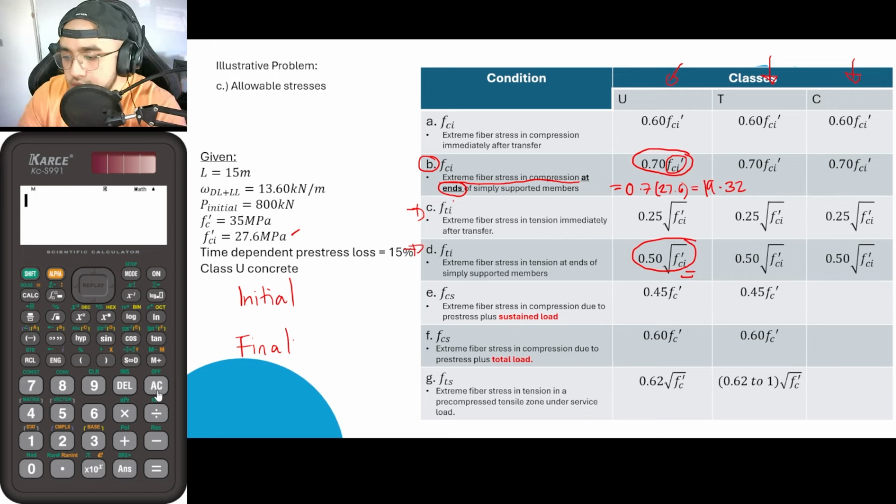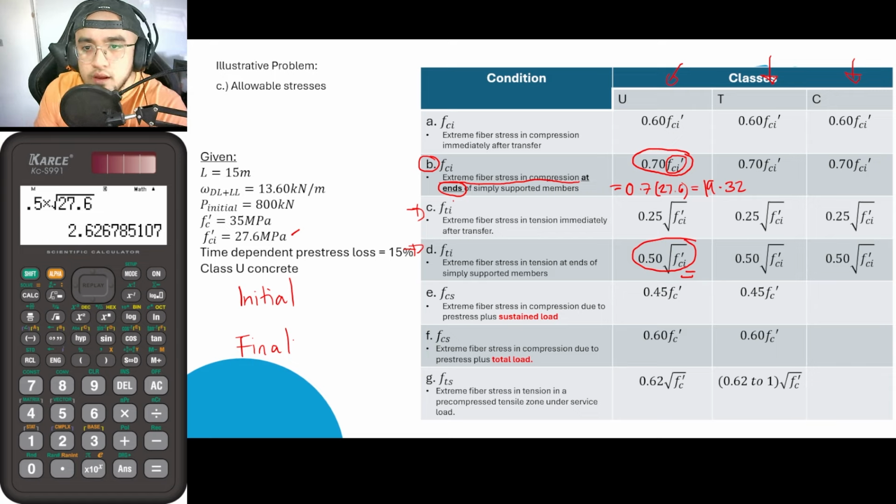So that is 0.5 times the square root of f'ci. Initially, that is once again 27.6. So from that, the answer here is 2.627. So once again, both of them are from the initial stage.